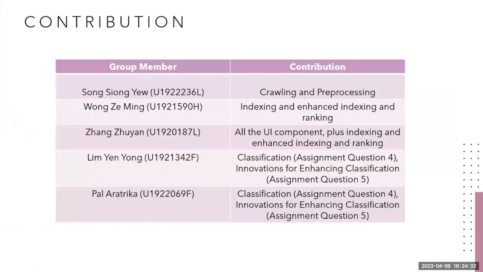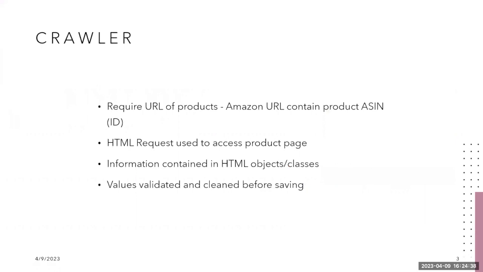The table shows the contribution that each one does, and I'll be starting you guys off with the crawling aspect. To crawl the data, we require the URL of the products, and the URL contains the ASIN of the Amazon products, which is the internal ID that Amazon uses for the products. Then you can send the HTML request to access the product page and retrieve the information contained within the HTML objects and classes. Finally, the values are validated and cleaned before saving.